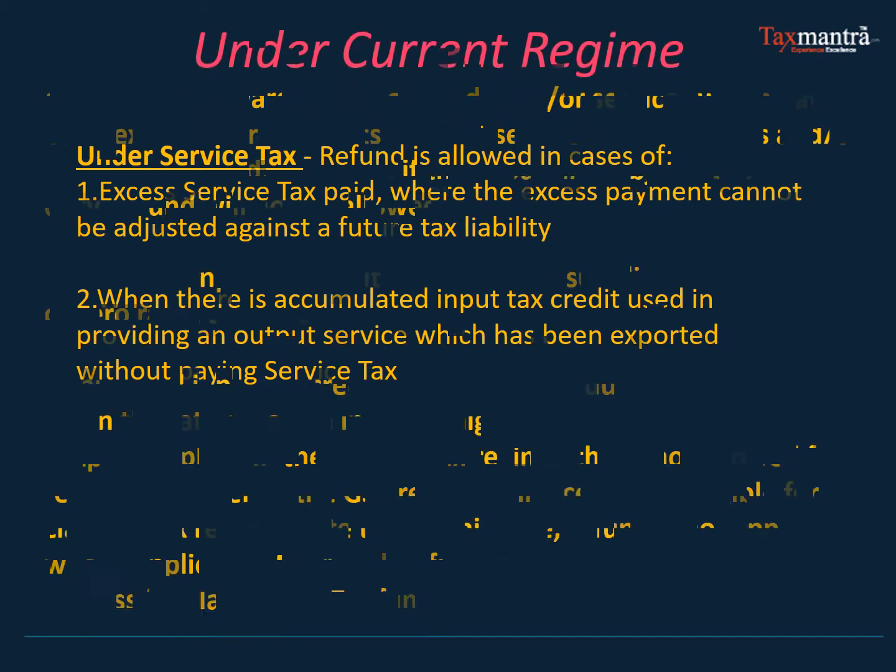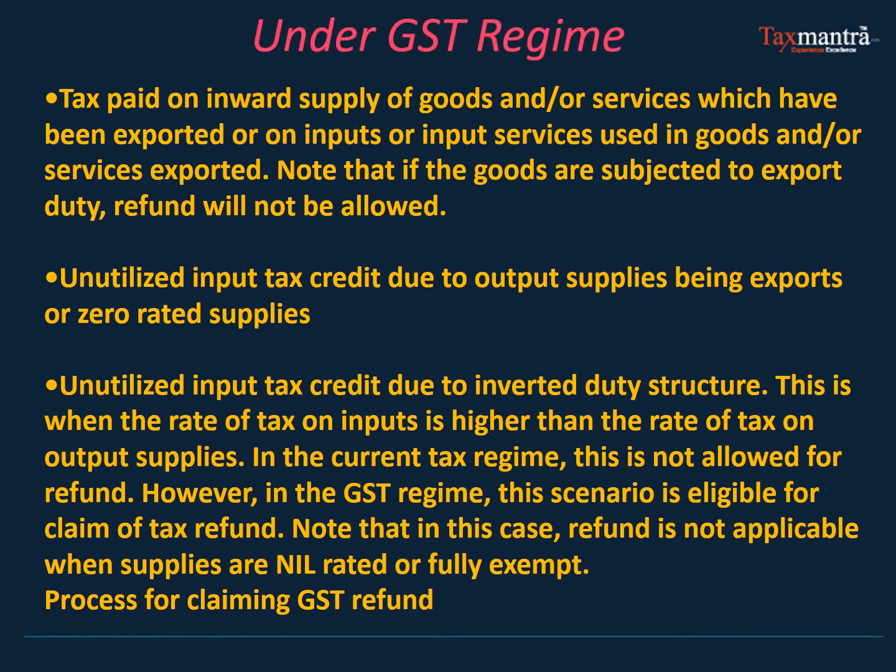Now, in the GST regime, refund is allowed on tax paid on inward supply of goods or services which have been exported, or input services used in goods which have been exported. Note, if the goods are subjected to export duty, refund will not be allowed. So basically, taxes paid on any input supply or services wherein the output is exported are refundable. However, if there is an export duty on the export, then there will not be any refund.